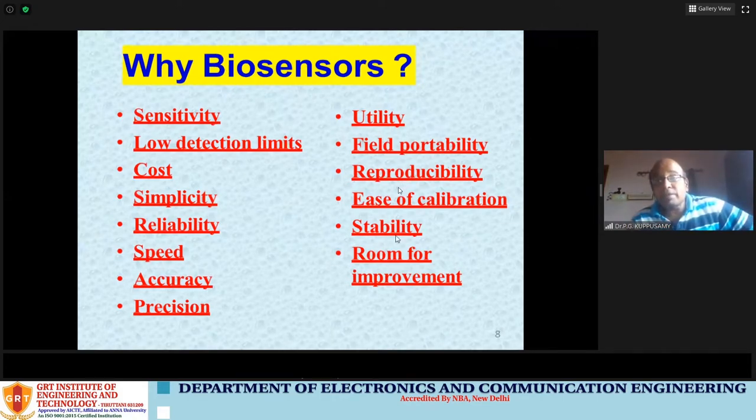When you are measuring the glucose level, you should know what is displaying on the display board. They should know how to calibrate it. The stability of the system is very important. Stability of the device is very important. It means the devices integrated on the biosensor are producing the proper response. Room for improvement: according to the situation and the environment, you should know how to develop your biosensors. So these factors play an important role in designing your biosensors.